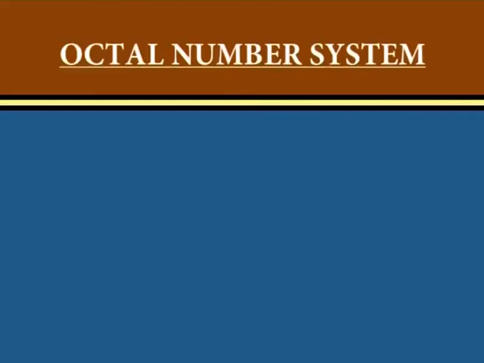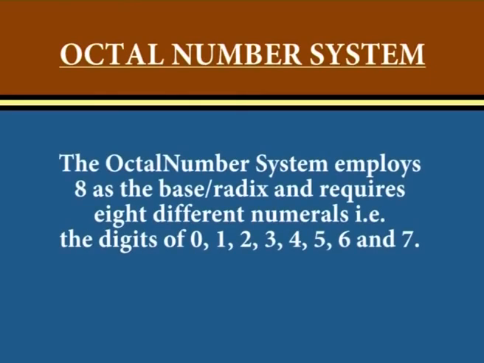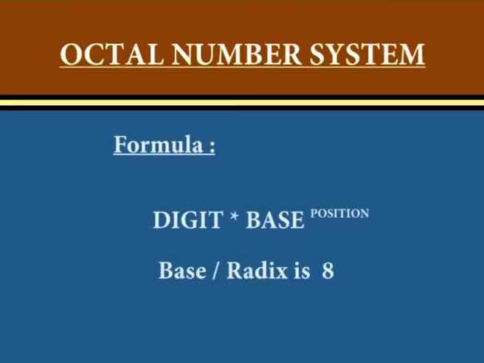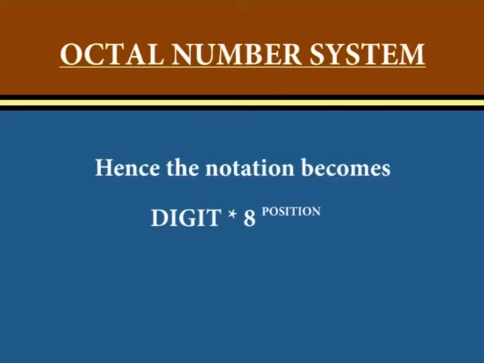The third number system is the octal number system. The octal number system employs 8 as the base or radix and requires 8 different numerals, that is the digits 0, 1, 2, 3, 4, 5, 6 and 7. Recall the already discussed formula: digit into base raised to the power position. In the octal number system, the base or radix is 8. Hence the notation becomes digit into 8 raised to the power position.